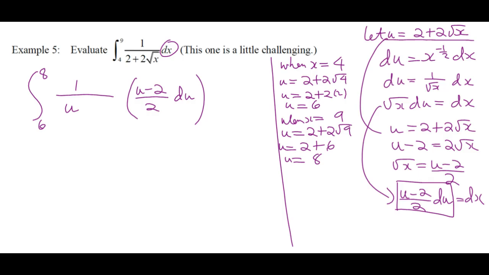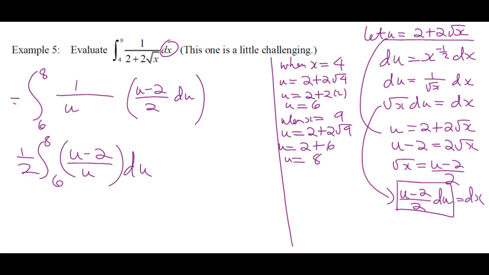Okay, so we're almost there. The rest of you'll be able to do on your own if you want to. So dx has been replaced with u minus 2 over 2 du. 2 plus 2 root x has been replaced with u, so 1 over u. The bounds of integration, when x is 4, u is 6, so we've got 6 to 8. So I have a definite integral from 6 to 8, and I can pull out a 1 half. I'm left with u minus 2 over u du. This is going to be 1 minus 2 over u. Don't forget your 6 to 8 here.